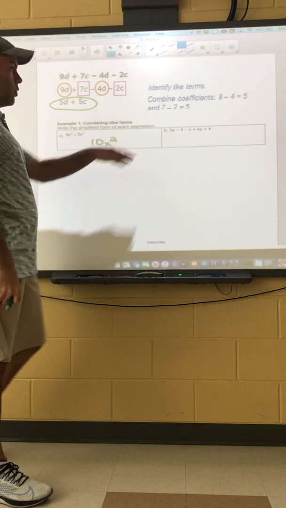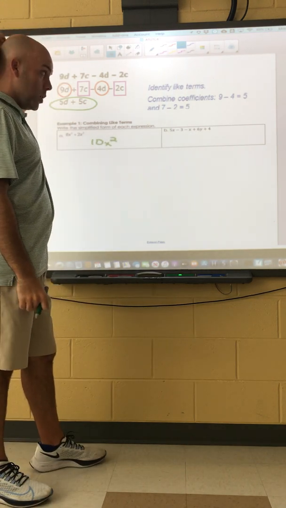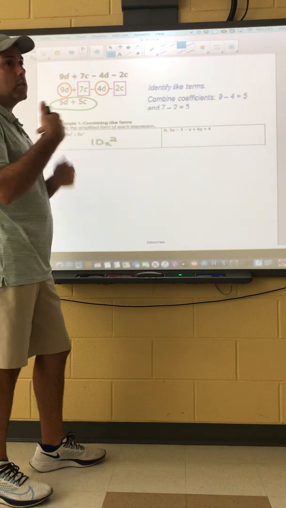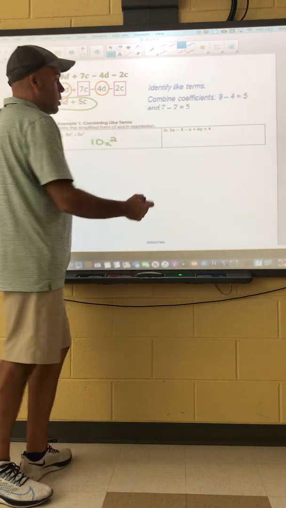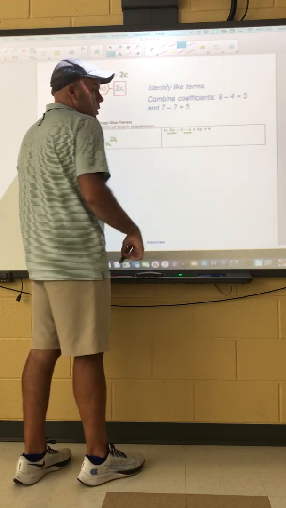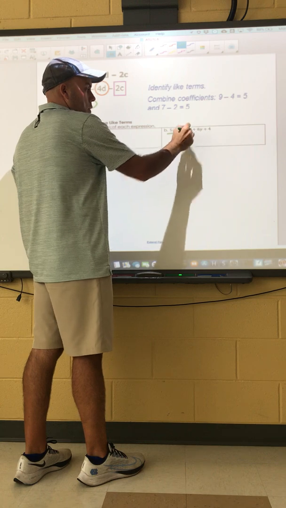Okay, over here I've got 5x minus 3 minus x plus 6y plus 4. What I'm going to do here is combine everything that has the same variable. So I'm going to highlight and underline with color coding. So 5x minus x. Remember, if there's no number there, it's like a 1.